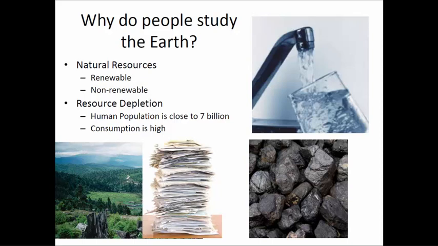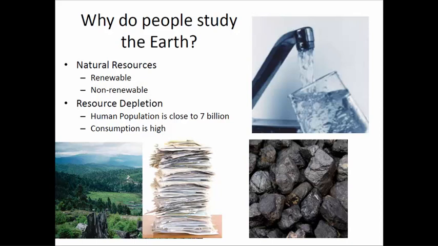A renewable resource is something that will grow back, and we usually think about it in terms of a human lifetime. So let's think about 100 years. Things like trees or the paper that comes from trees are a renewable resource. They can replenish themselves within 100 years. Also, things like animals that we eat are also a renewable resource.